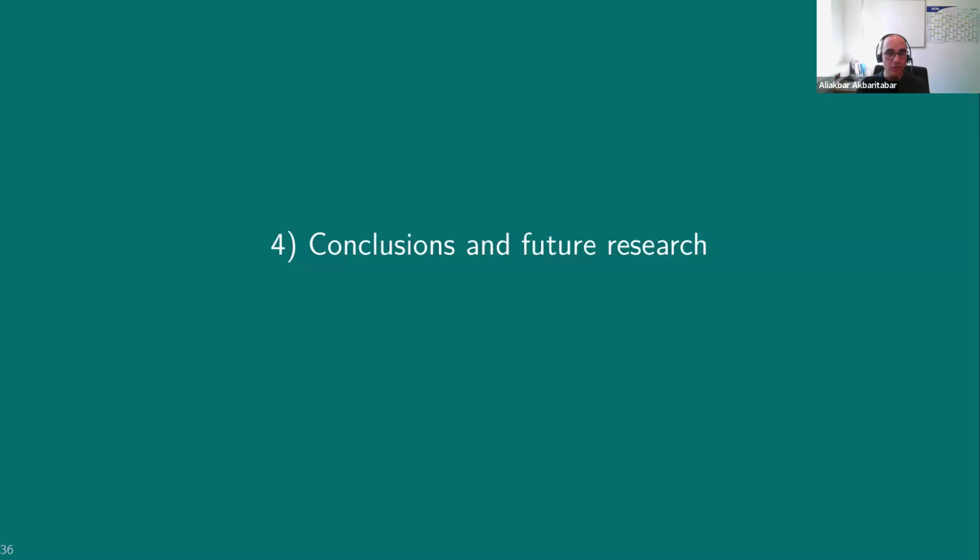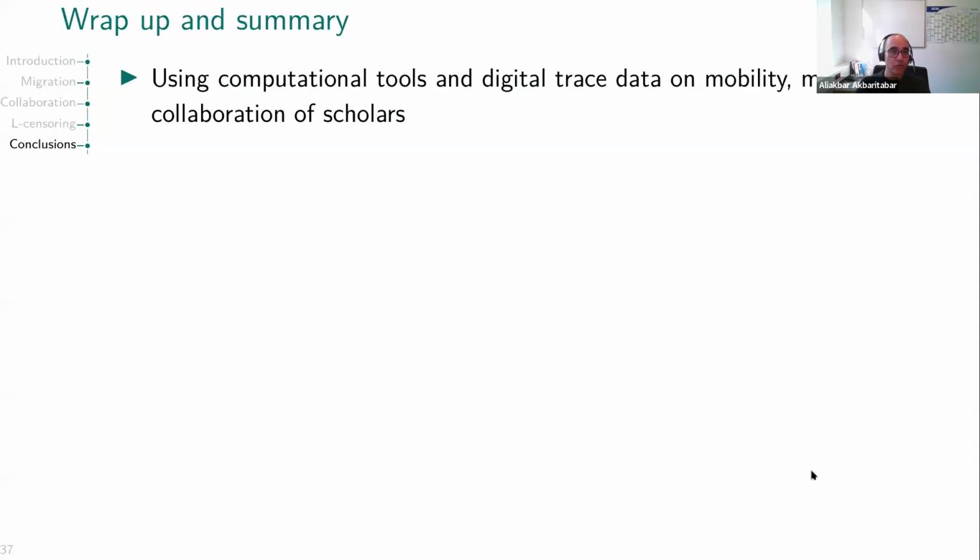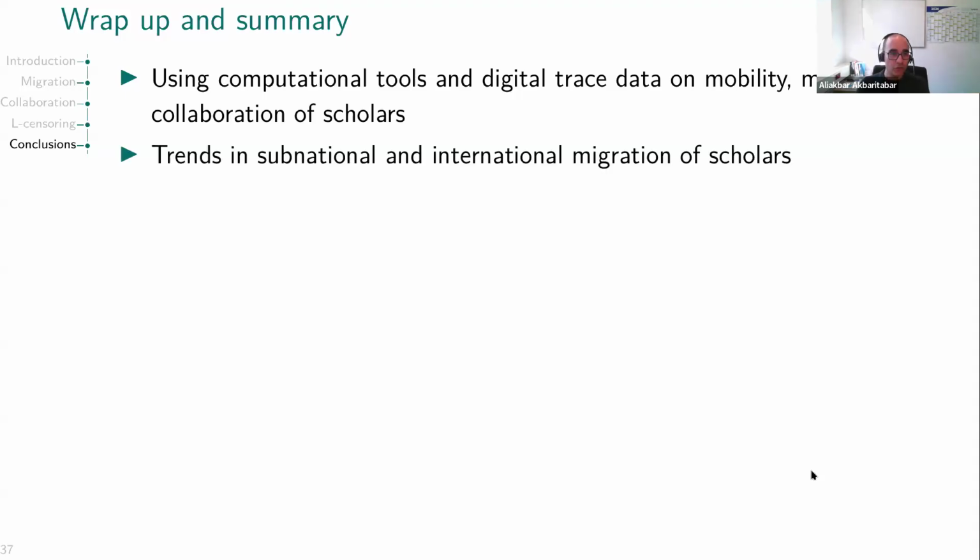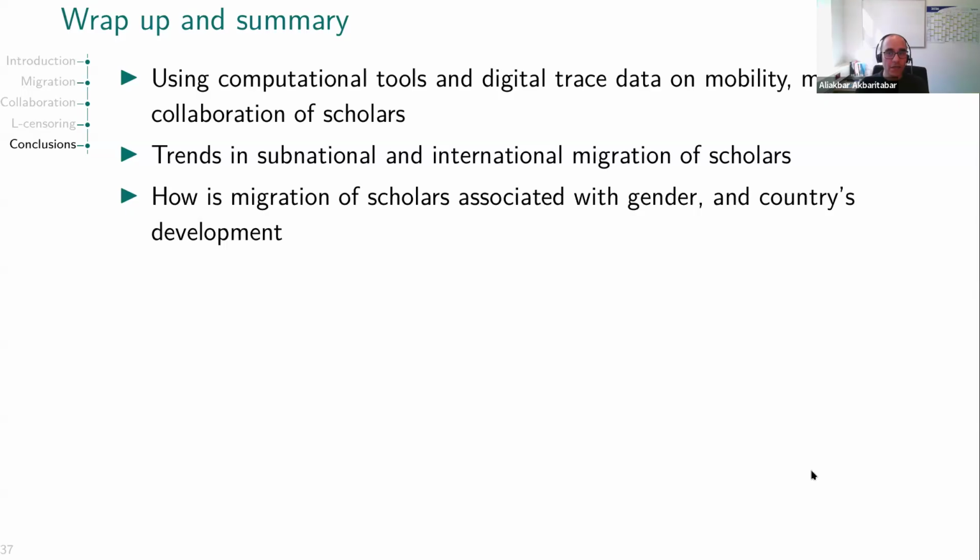So now I will try to conclude in the next 5 minutes to say what could be the next steps. Here I showed you examples on how to repurpose bibliometric data to study mobility, migration, and collaboration of scholars. I showed you some trends in subnational and international migration of scholars. And then how this can differ based on the gender of scholars or based on the country's level of development.